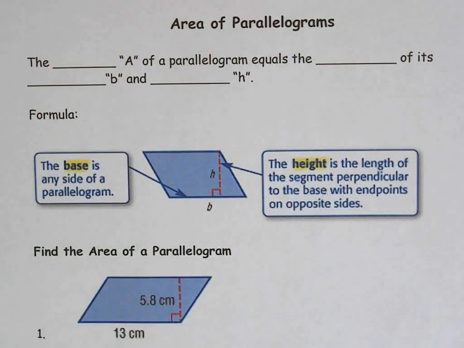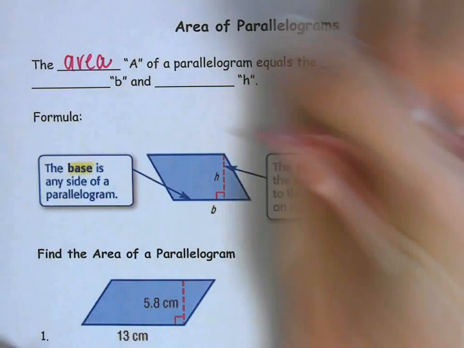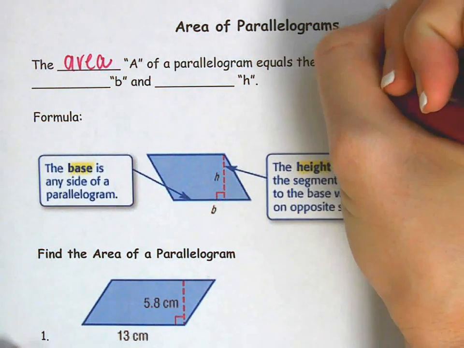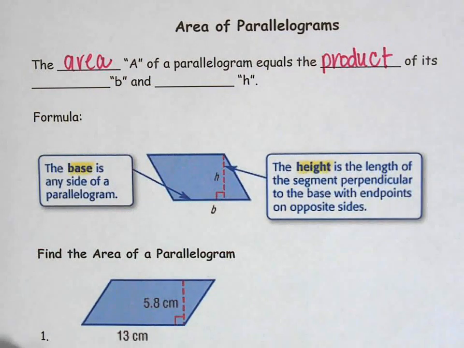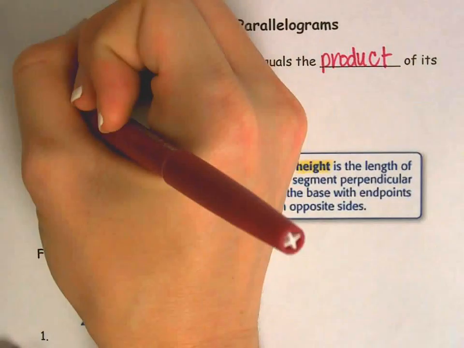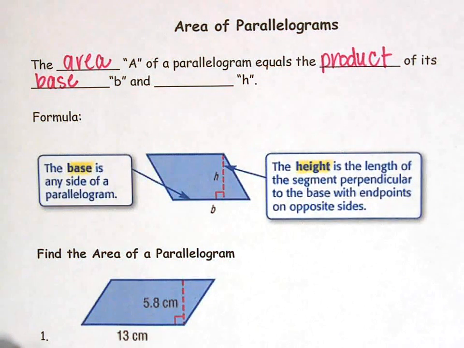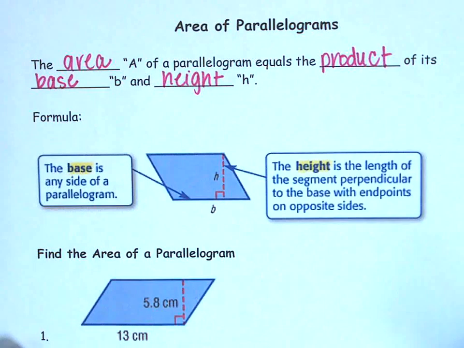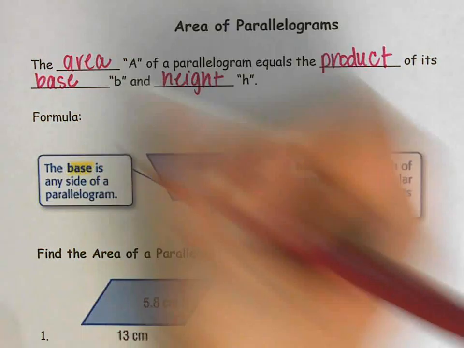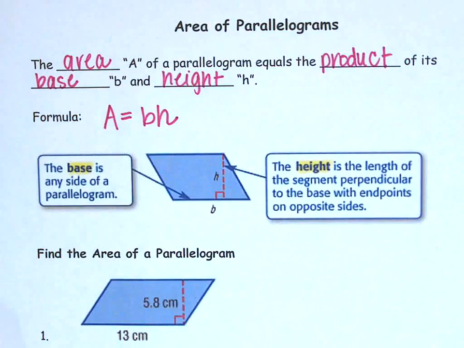All right, area of parallelograms. The area, or capital A, of a parallelogram equals the product, which remember is the answer to a multiplication problem, of its base, which we use a lowercase b to represent, and its height, which is represented by a lowercase h. Okay? So the formula that we use then is area equals base times height.